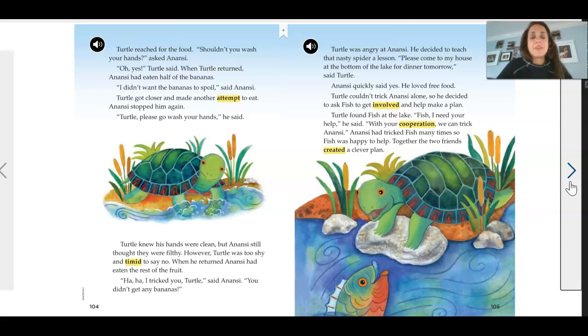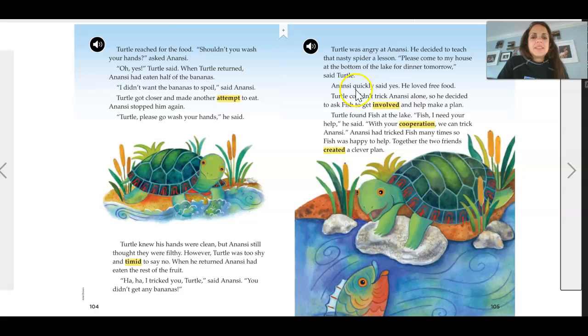Okay, I'm going to pause here because I'm thinking of those features of a folktale. And I know that teaching a lesson is a feature of a folktale. Well, right here, it says Turtle decided to teach that nasty spider a lesson.